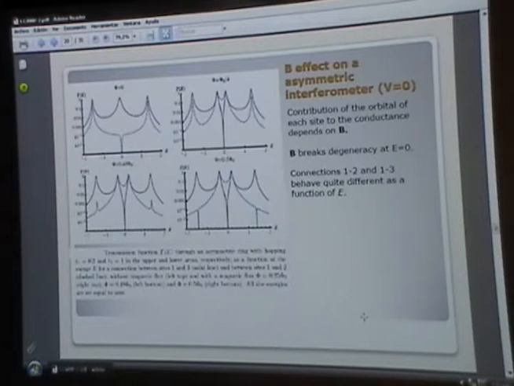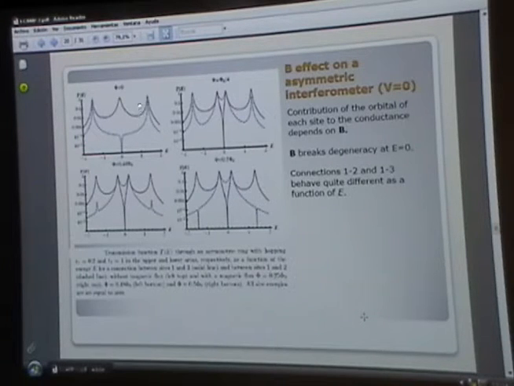Now, what about if I apply a magnetic field to, for example, this asymmetric interferometer, where we have D equal to 0, so the quantum dots are not connected with each other. We only have 2 paths, the upper path and the lower path. This is the transmission as a function of the energy of the electron when we don't have a magnetic field for the 2 different configurations.